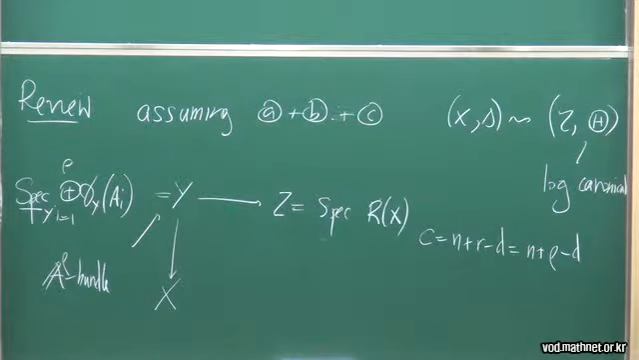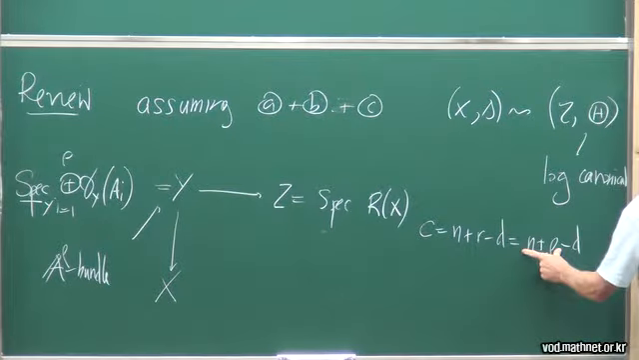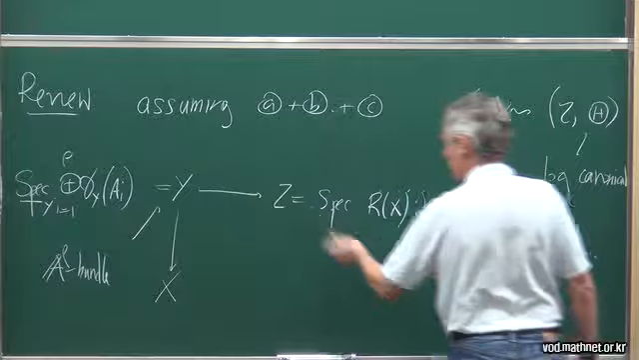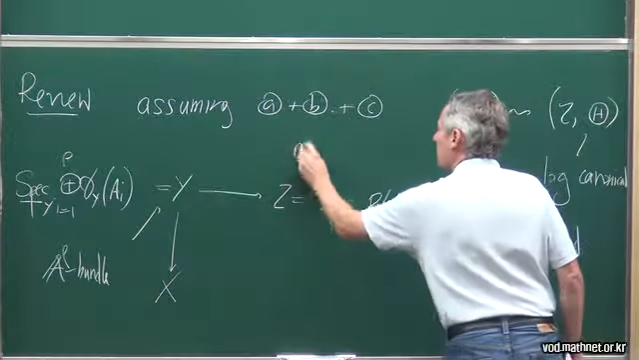X is Q-factorial, so there's no problem about that. And then m plus rho is exactly the dimension of Z, so that's m minus d, so m is the dimension of Z.